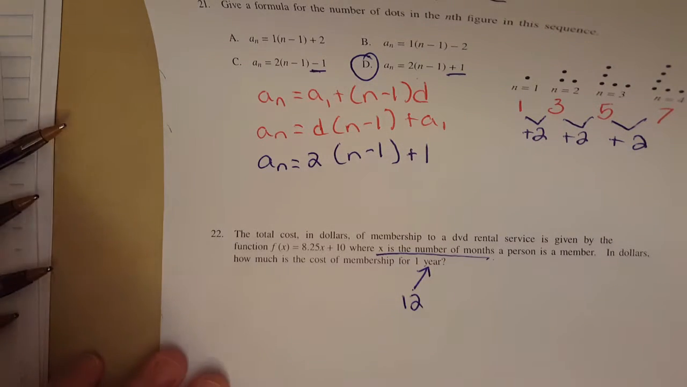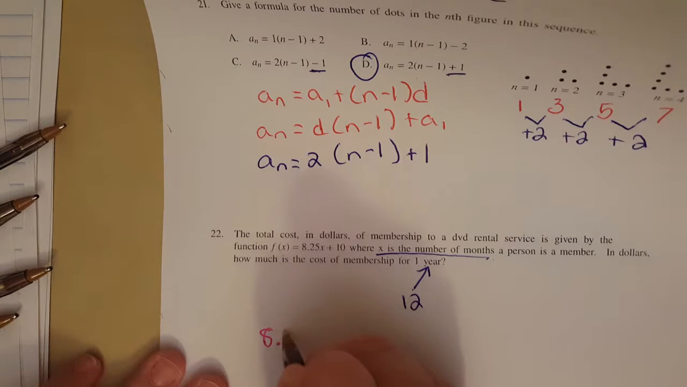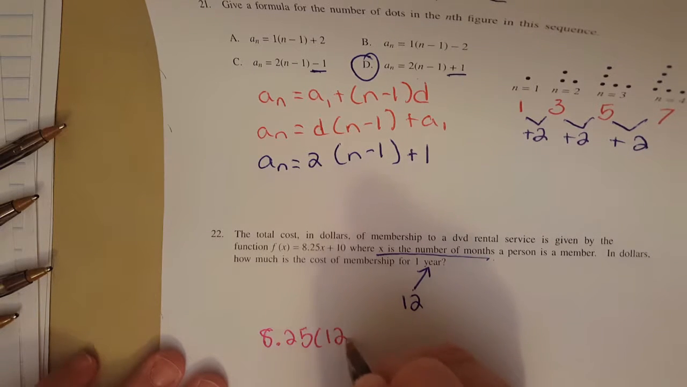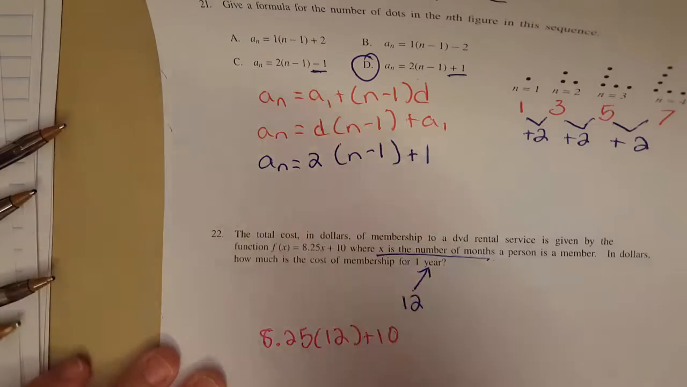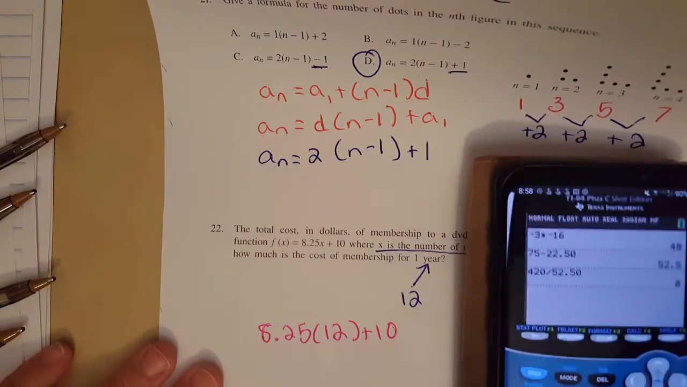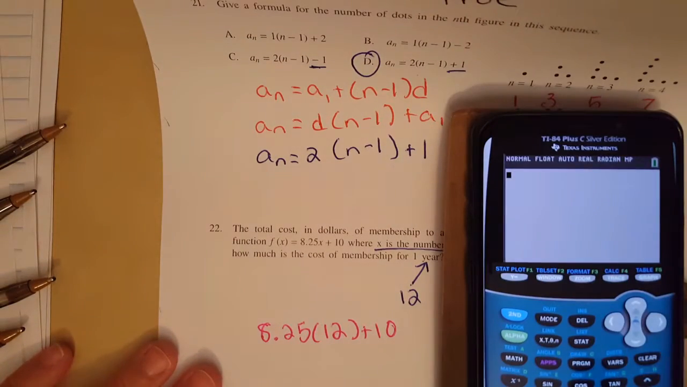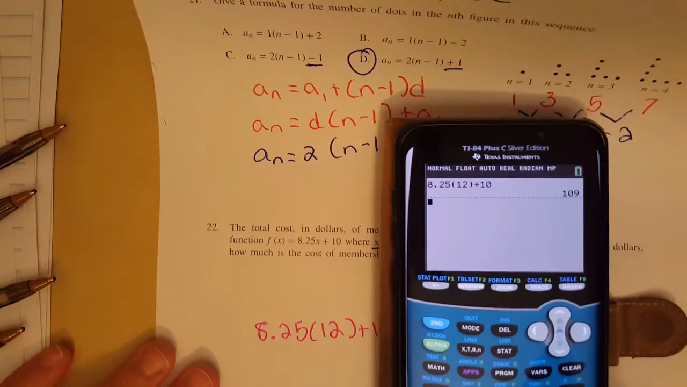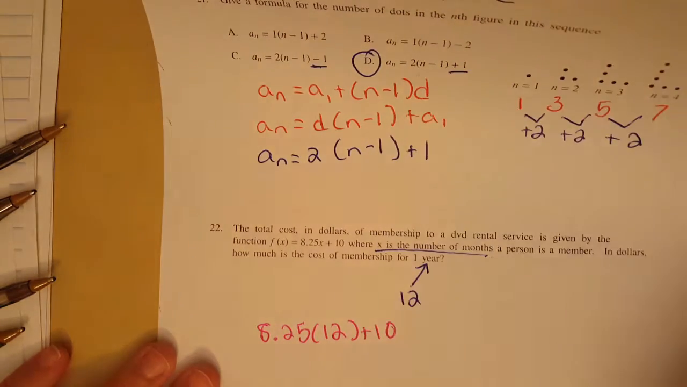So all we have to do in this problem is substitute 12 in for x, and see what we get. This would be a good calculator problem. So we have 8.25 times 12 plus 10. And that's going to give us $109.